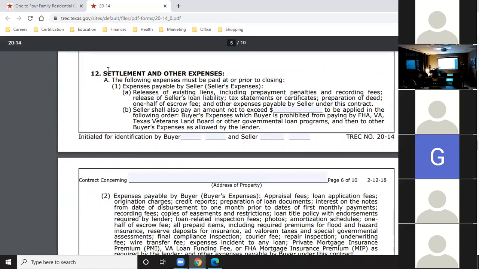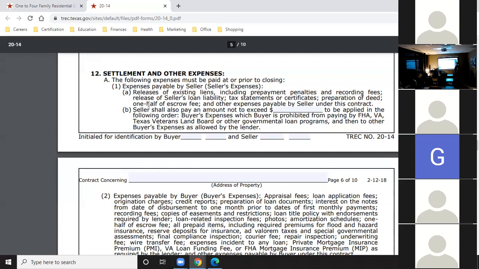All right, so settlement and other expenses. So here we have the expenses payable by the seller. And then section B, or paragraph B here, says seller shall also pay an amount not to exceed blank to be applied in the following order. Buyer's expenses which buyer is prohibited from paying by FHA, VA, Texas Veterans Land Board, and so on. Does anybody know what would go in that blank right here in section B?